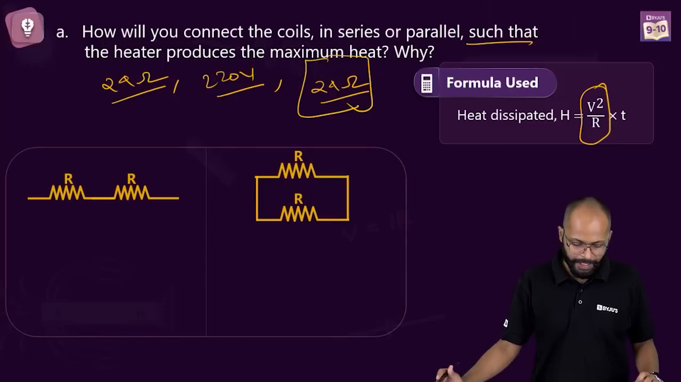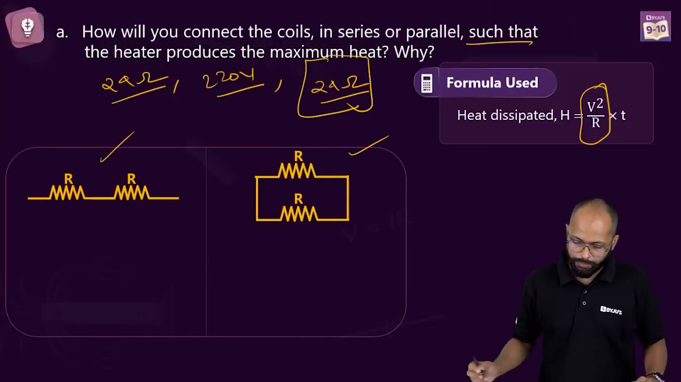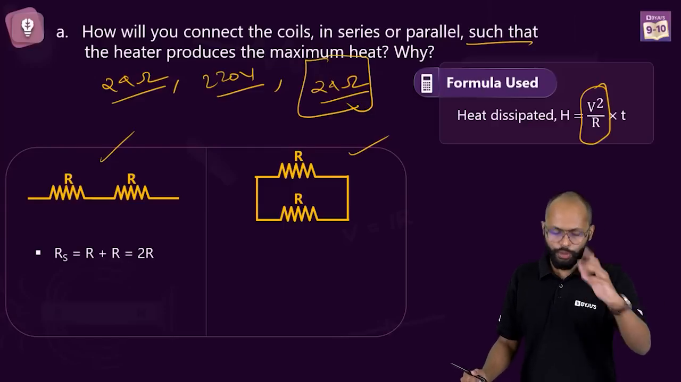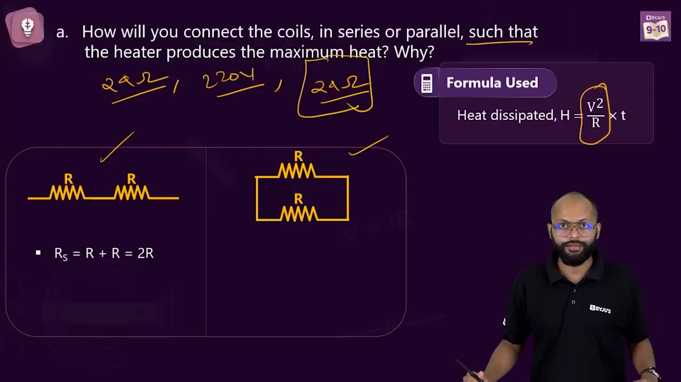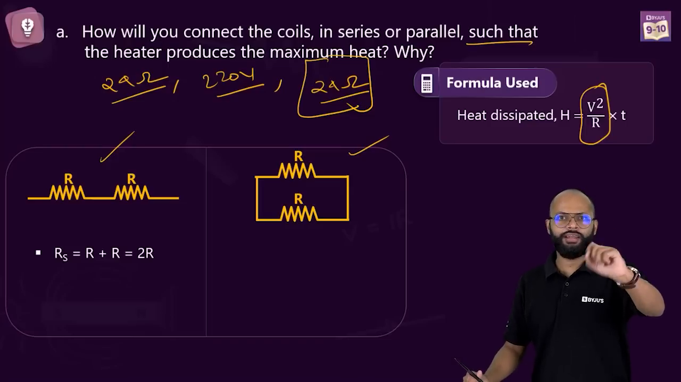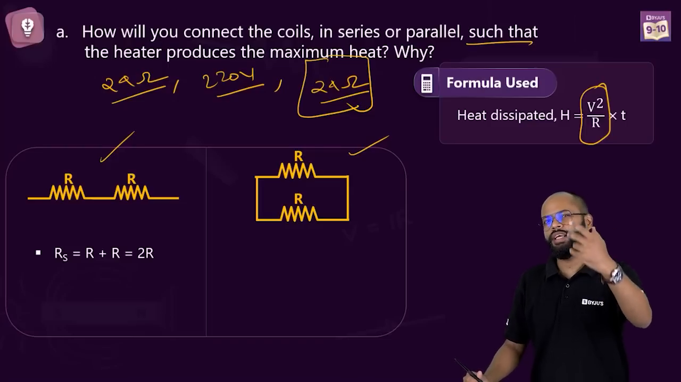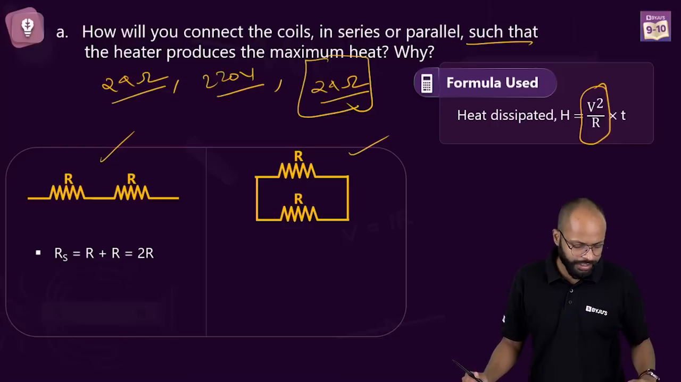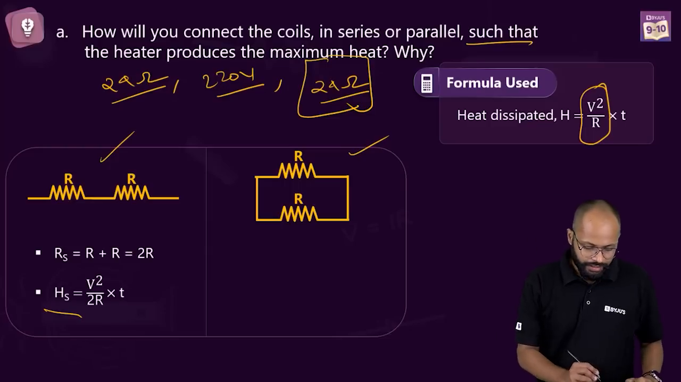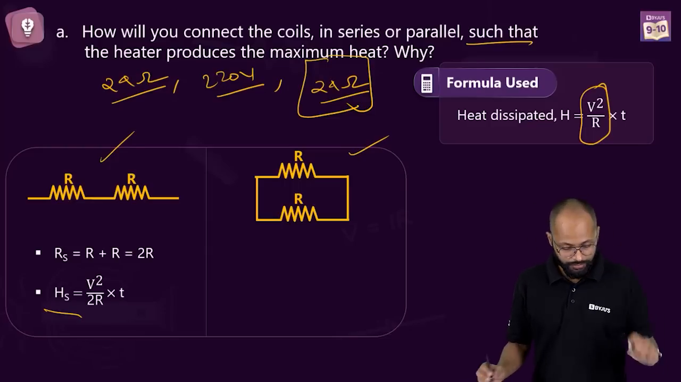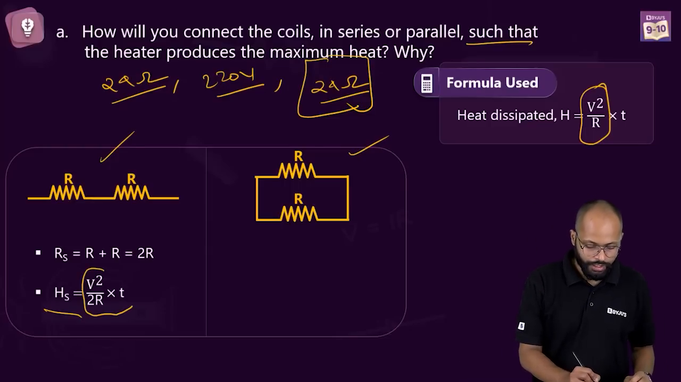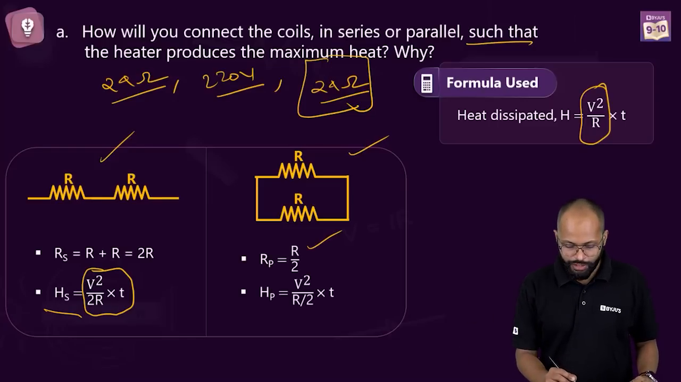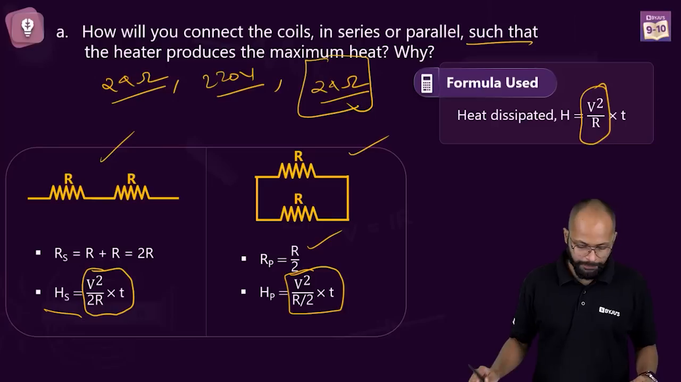Come on, let's see. Two connections possible, series or parallel. All right. In series, resistance adds up. It will be 2R. In parallel, equal resistances: if you have n resistances, you say R by n. If two resistances, you say R by 2. Simple, right? Now, heat produced in the series connection would be V square upon 2R into T. Simple thing, no? Here it will be R by 2. It will be V square upon R by 2 into T.